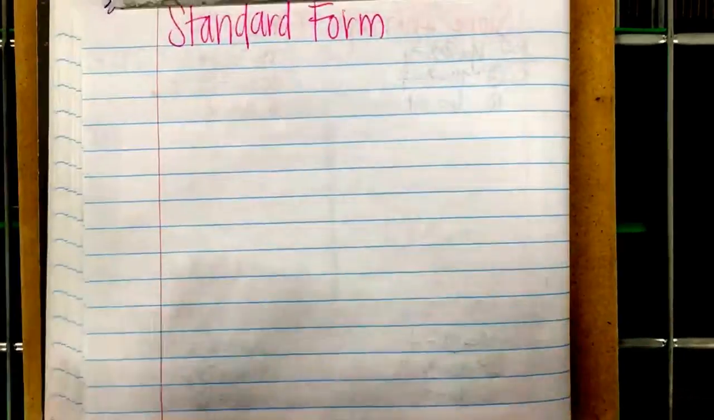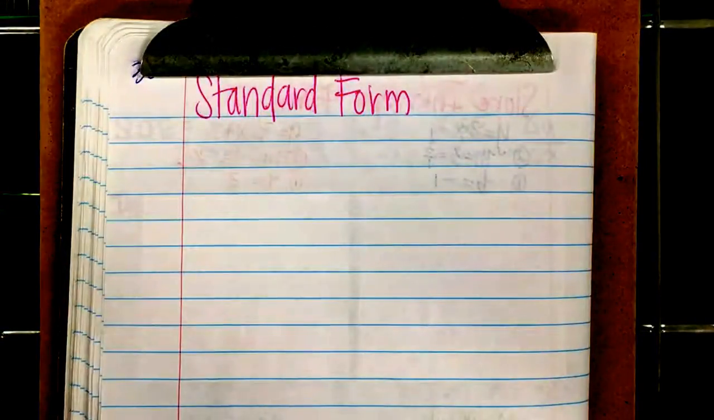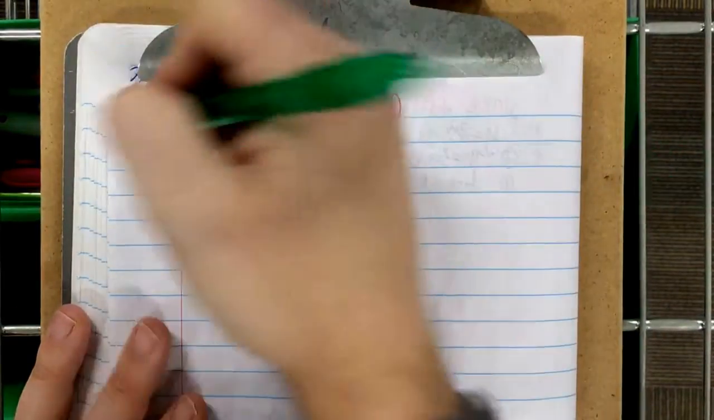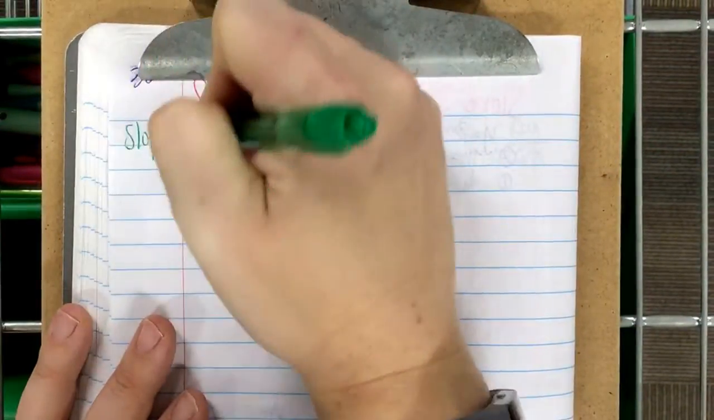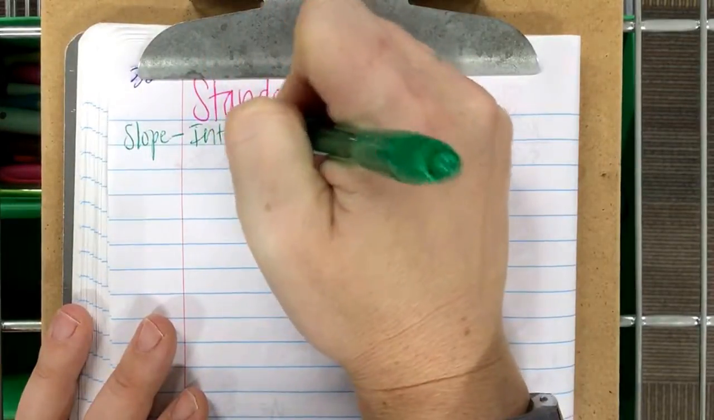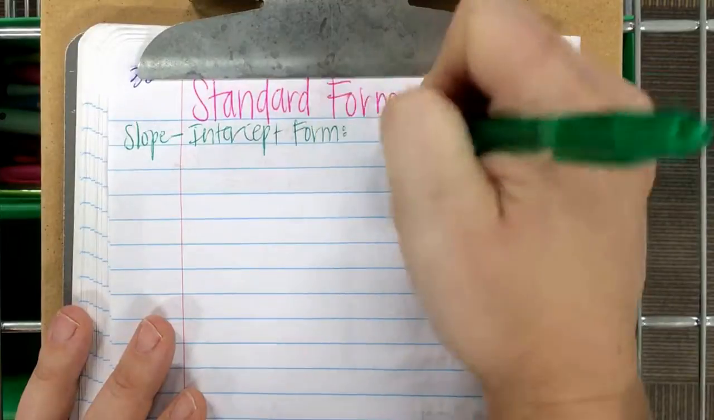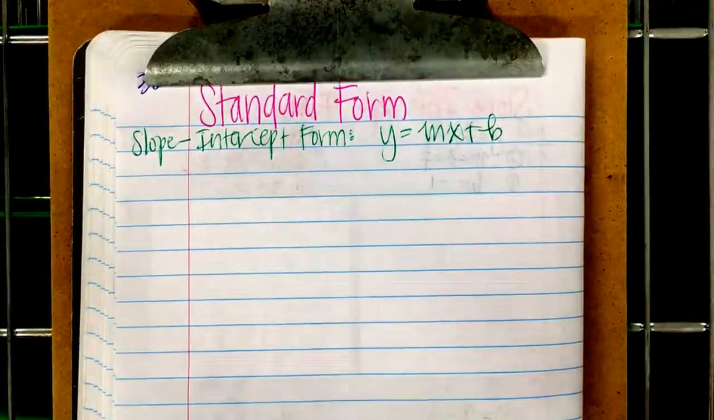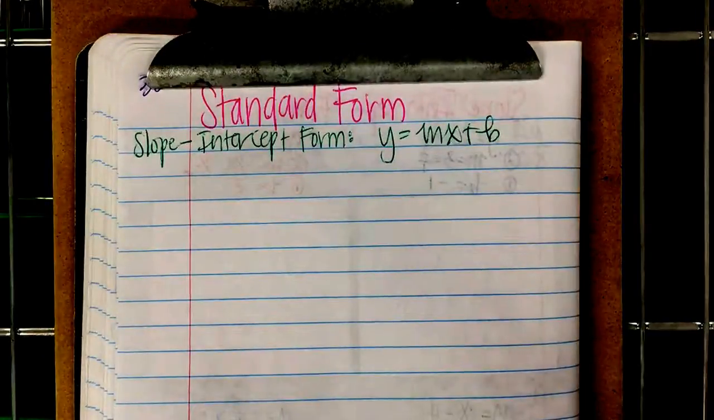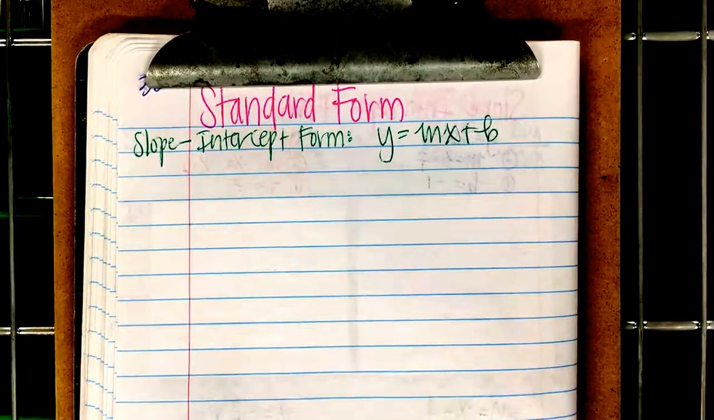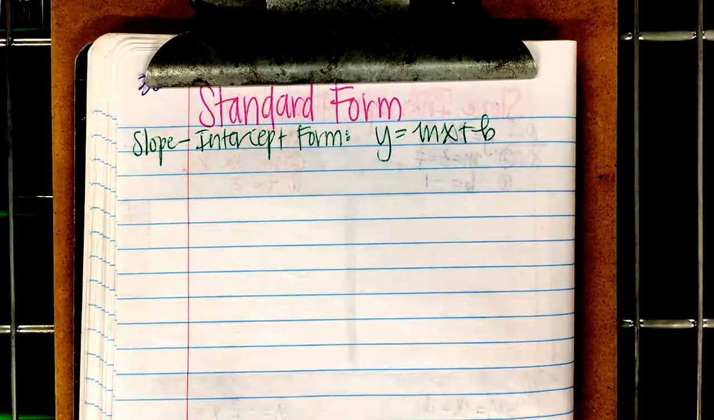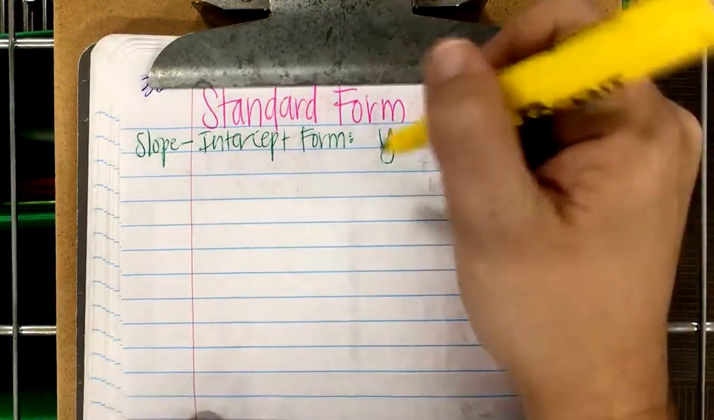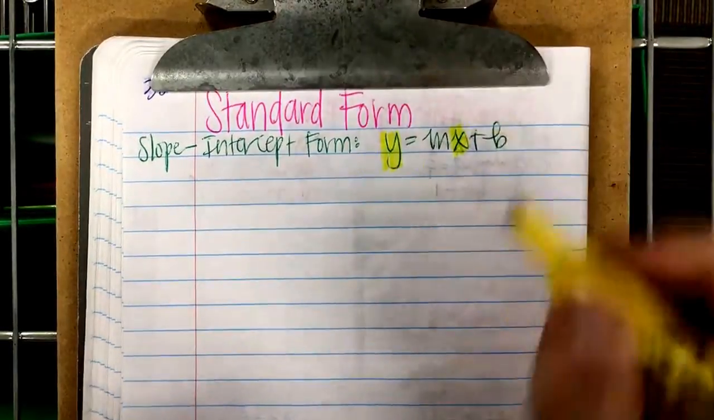All right, so for the last week we've been working with slope-intercept form. Slope-intercept form is y equals mx plus b. And we even talked about yesterday, in slope-intercept form when we were graphing our linear equations, right? The graph of this is a line. And we know that it's a diagonal line because it has a y and an x.